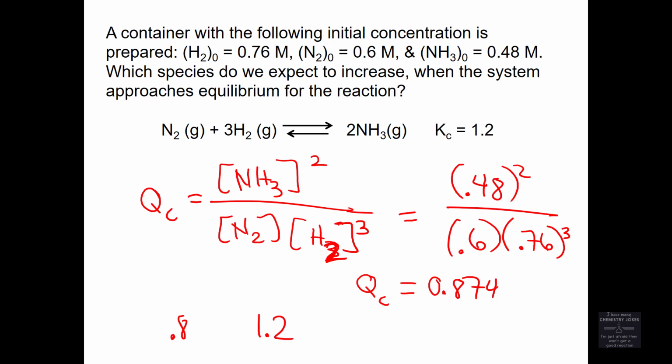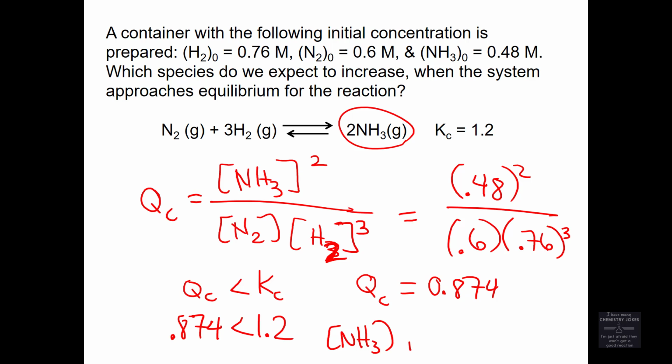1.2 compared to 0.87. I do believe K is greater than Q. So that means Q needs to grow in order to match K. If Q needs to grow, that means my numerator needs to get bigger. That means reactants will be converted to products. We will start making more products. So that means the concentration of NH3 will increase. Did you understand all that reasoning? I hope. Okay, cool.